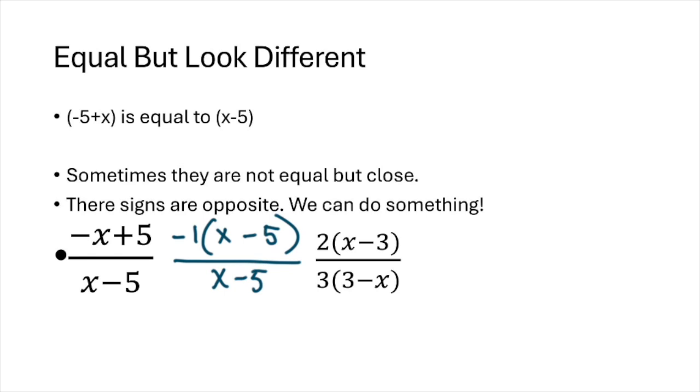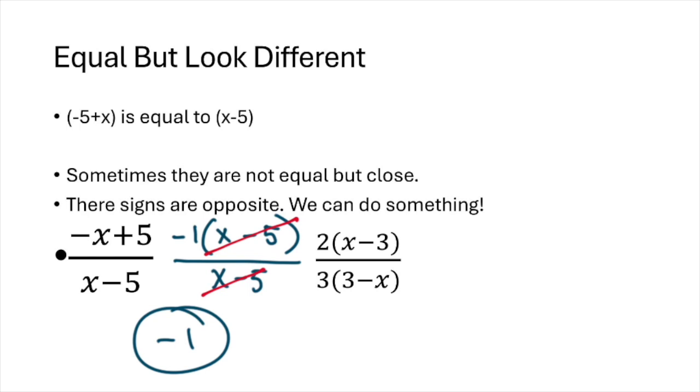So we are now going to cancel something out. What can I cancel out? The x minus 5 and the x minus 5. I will be left with how much? 1. The negative 1.